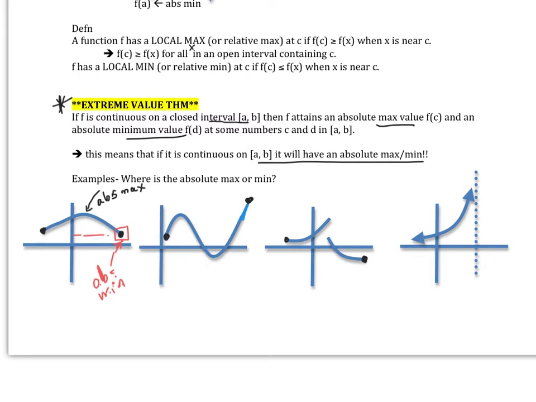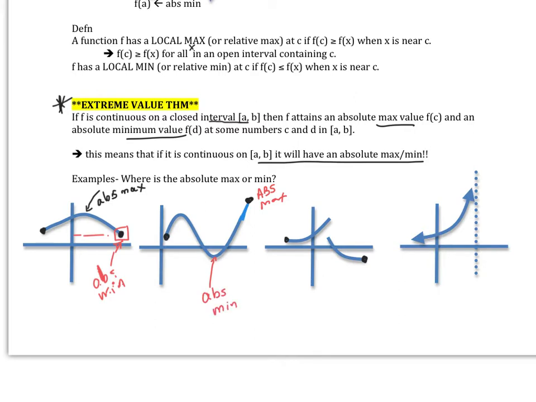Okay, so over here, where is the absolute maximum? The absolute maximum occurs right here. This is going to be our absolute maximum. Where will our absolute minimum occur? This point right here is going to be the absolute minimum value.